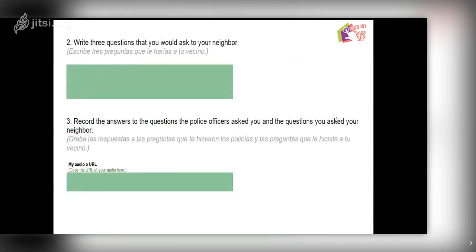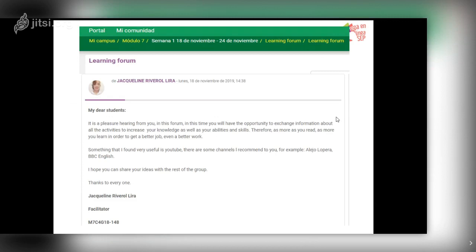The second, who do you live with? What were they doing before, during, and after the theft? Mention the three people, and two activities of each one, okay? Write three questions that you would ask your neighbor. Obviously, in past continuous. And in number 3, you are going to record your voice, but you are going to record the answers to the questions that the police made to you, okay? And the questions that you made to your neighbor. Well, don't forget to copy the URL in the final space. Okay? And make sure that I have enough permissions to listen to your recording.